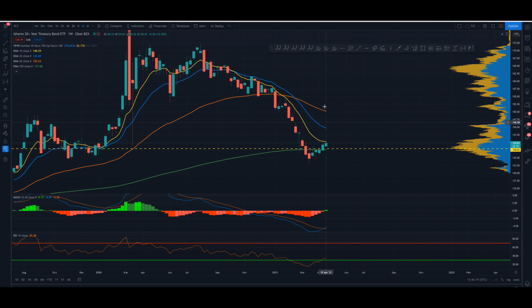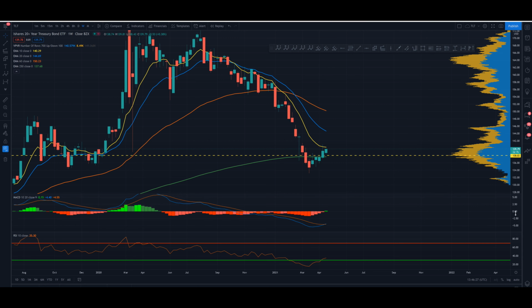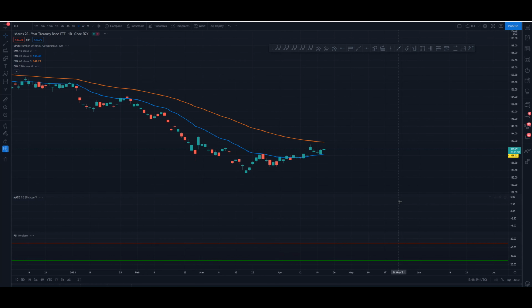Still below the 10, 20 and the 60, both the 10 and 20 having crossed through the 60 on the weekly time frame. That's bearish as hell. Okay, so not out of the woods yet. Daytime frame, let's see what we can see.